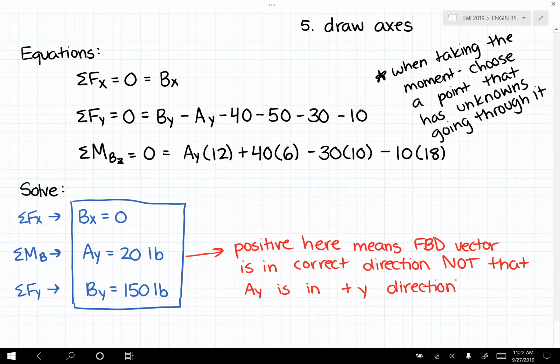So it's really important that we understand this. So if you have questions about this, how getting positive values means that we drew the vector in the correct direction and doesn't tell us that it's in the positive y direction, please ask questions about that, because we're going to be using this idea as we move forward. So that's that for that video.